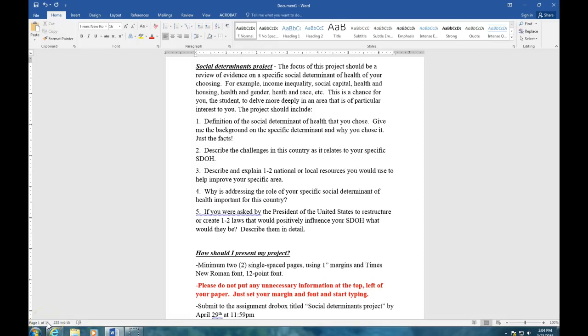Okay, folks, I wanted to do a screencast to be able to explain this particular project. So this is the social determinant project that is listed on your syllabus and is listed on your instructions on how to complete your specific assignments.